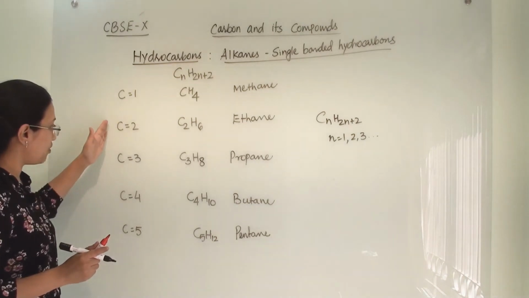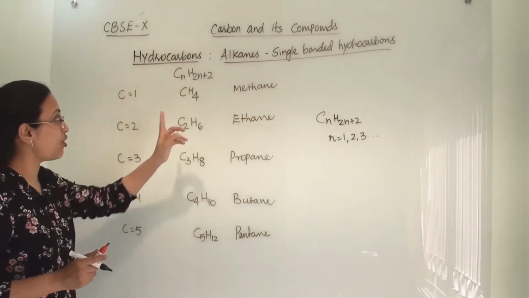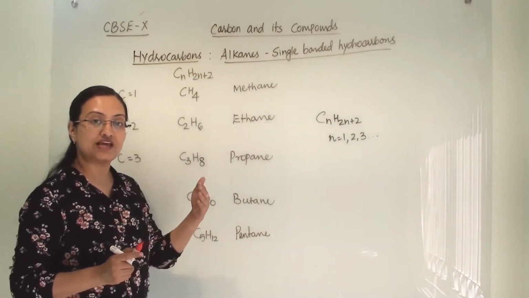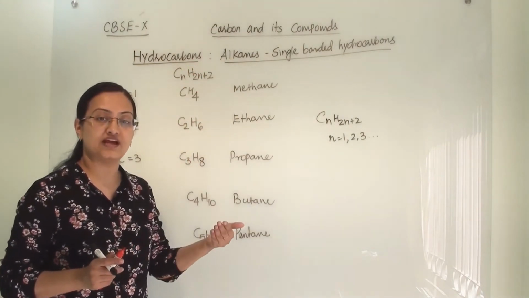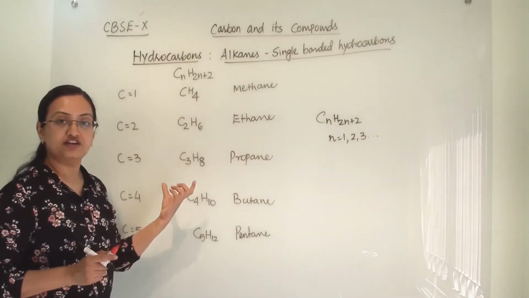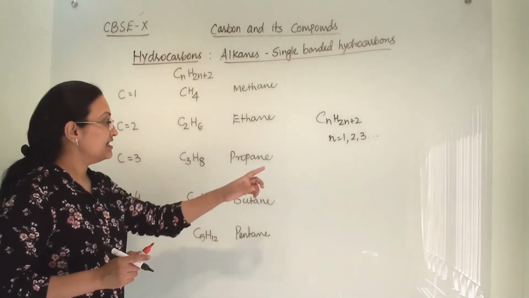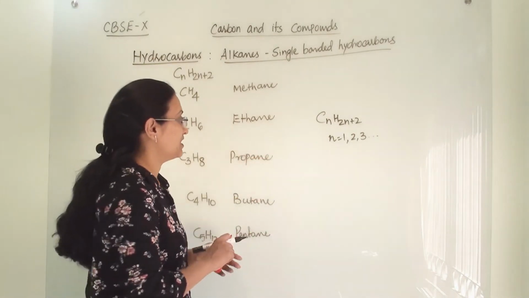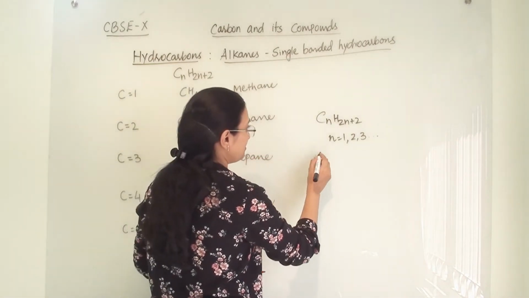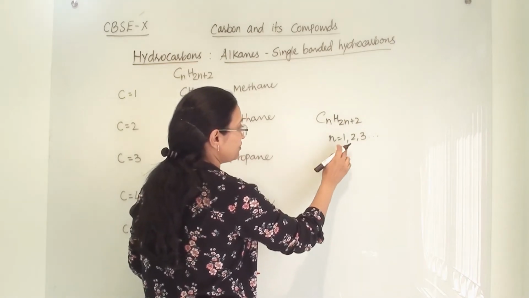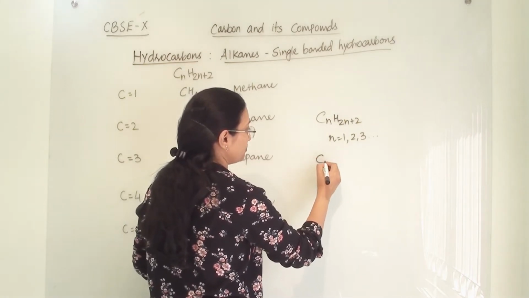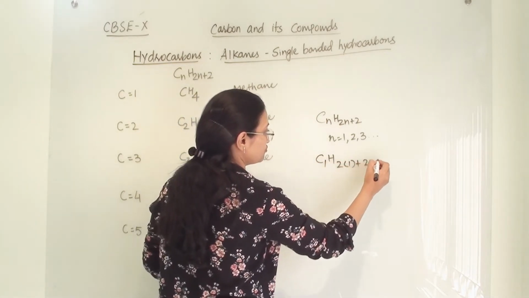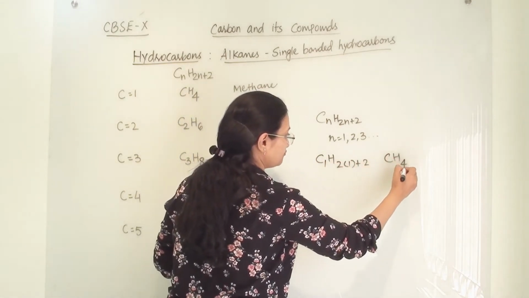So these are all different molecules of the alkane series, and it is known as a homologous series because as we add one carbon atom, it gives us a different molecule, but the series formula remains the same. When n equals 1, we get C1H(2 into 1 plus 2). So it is going to be CH4.